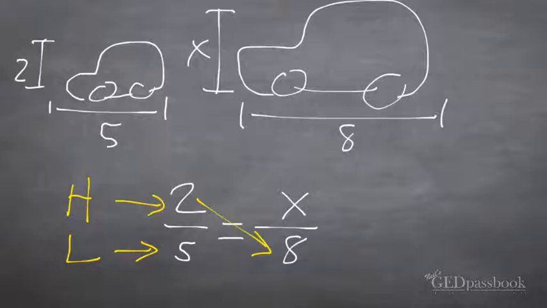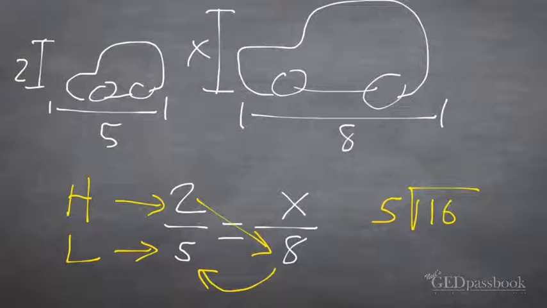Now when you set it up like that, how do you find the missing piece? Easily. You just multiply 2 times 8. You pretty much find your cross numbers, right? The numbers that have something across from each other. You multiply that. 2 times 8 is what? You then divide it always by the third number, which is 5. And then you ask yourself, how many times does 5 go into 16?